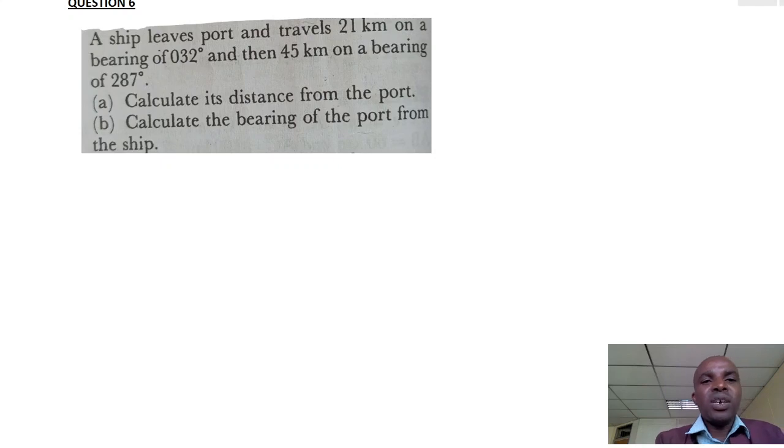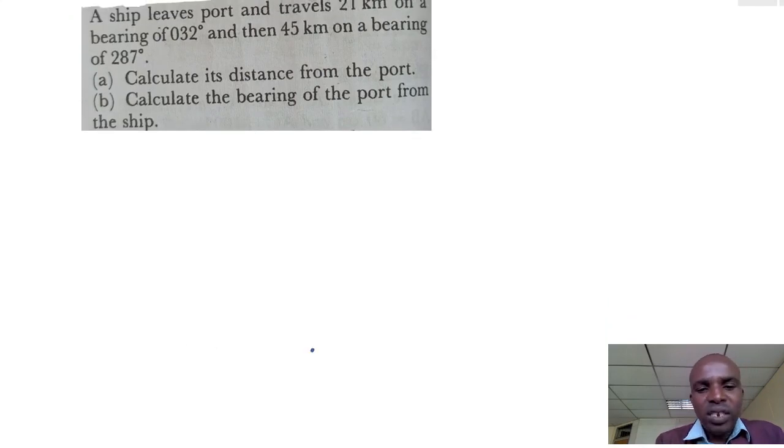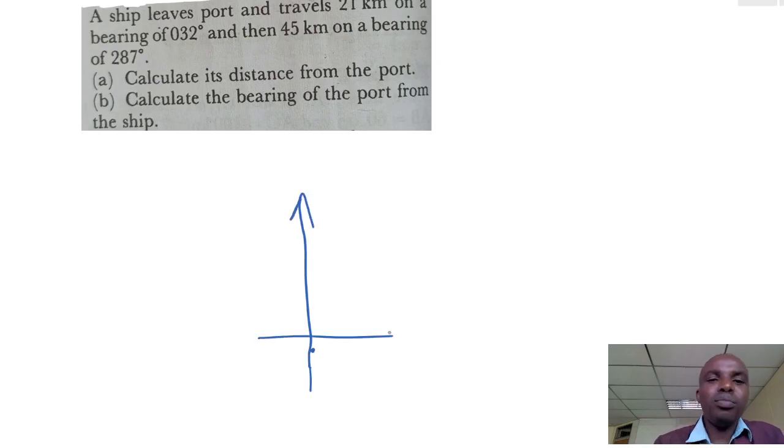Please take note, the from point is key. So here we have a ship. It leaves port and travels 21 kilometers on a bearing of 32 degrees. I must have my from point here. Let me say this one is my from point. I have to draw my north at my from point. Then it leaves on a bearing of 32. So 32 is something like this. You don't have to use your protractor, it's just approximately where the angle is. Sometimes even when the diagram is given, they write drawn not to scale, which means you are not supposed to use your protractor.